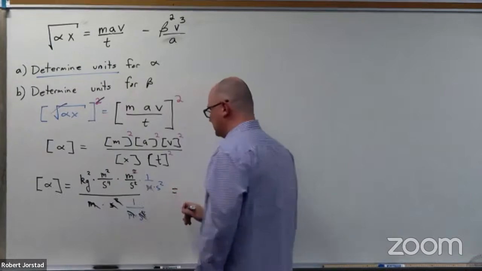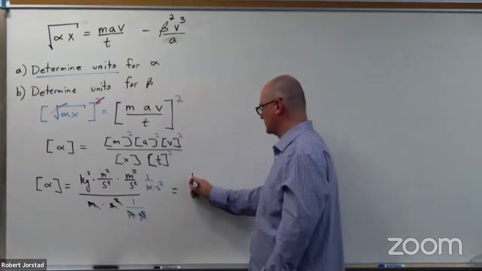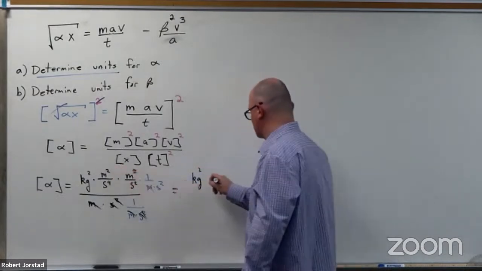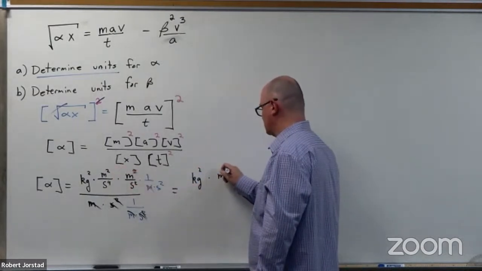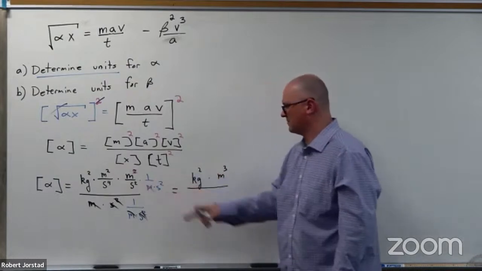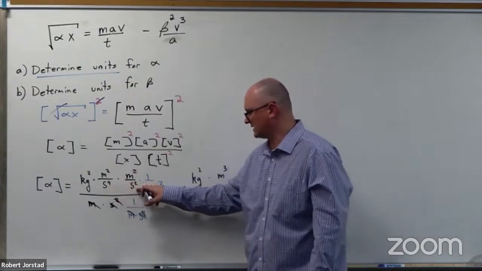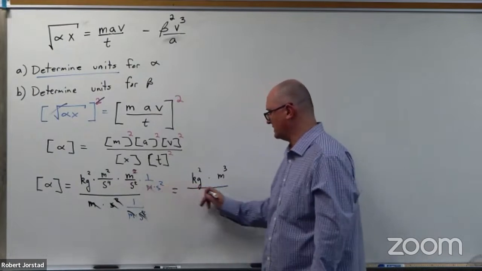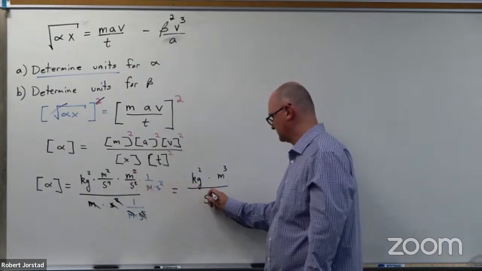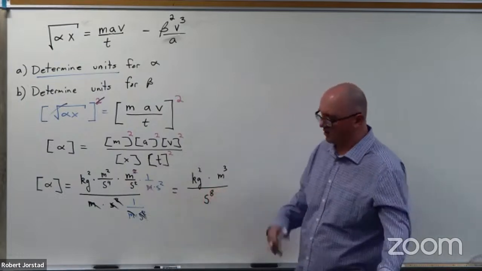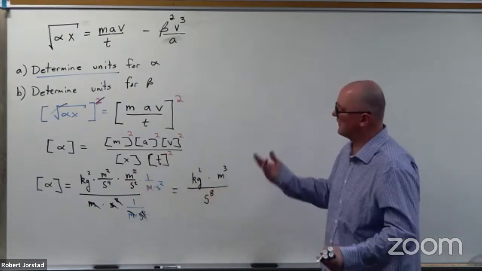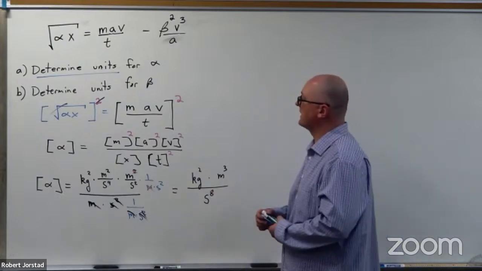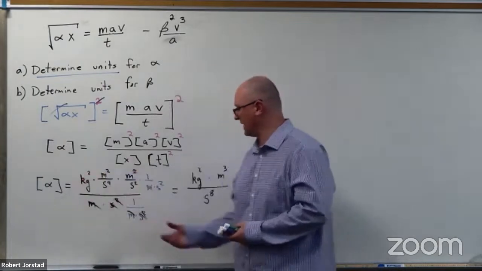Oof. I got on the numerator kilograms squared, and I've got meters squared times meters cubed. Then in the basement, I've got seconds to the fourth, second squared. So what is that? Seconds to the eighth? Oh my gosh. That's crazy. So, okay, it's weird, but that's fine. This is just good practice. All right. So now that's part A. The units for alpha are this thing.